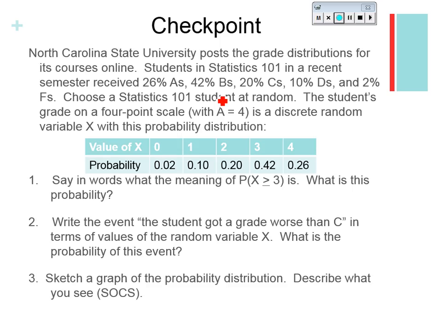For the questions here, I'll give you a few minutes to try this on your own. It says North Carolina State University posts the grade distributions for its online courses. Students in Statistics 101 in a recent semester received 26% A's, 42% B's, 20% C's, 10% D's, and 2% F's. Choose a Statistics 101 student at random. The student's grade on a 4-point scale, A being a 4, is a discrete random variable x with this probability distribution. Here's the table of values that represents the probability distribution. Take a few minutes and see what you can do with those 3 questions on your own.